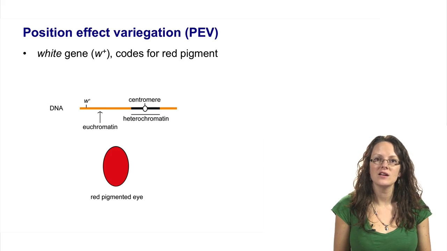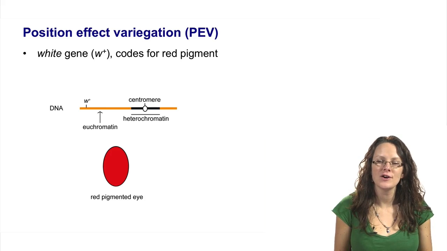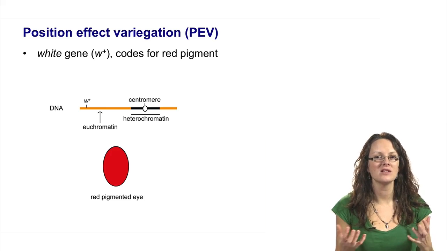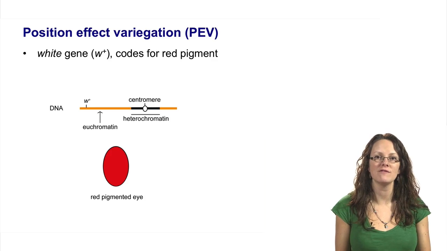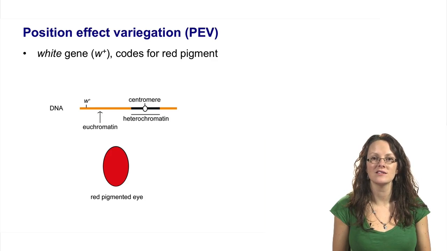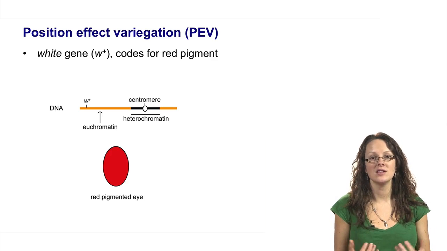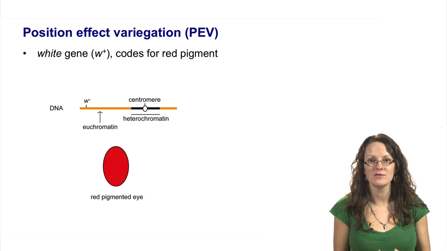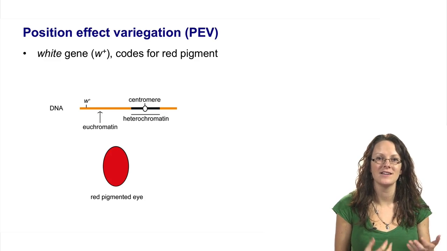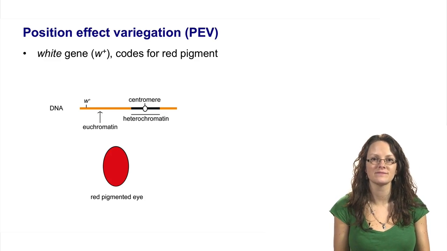So if you think about a gene called the white gene, what's confusing is the white gene actually codes for red pigment. And this is because historically genes were named not by their function, but by the phenotype that resulted when the gene was mutated. So if you have a mutation in the white gene, it means you can't produce red pigment and you have a white eye, and hence why it's called the white gene.